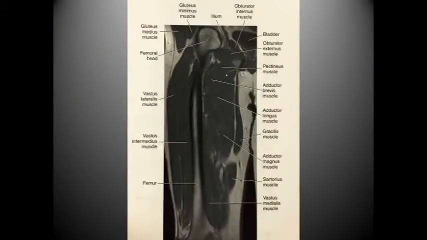We have the femoral head, the shaft of the femur as it comes down. Notice we have the gluteus medius muscle and the gluteus minimus muscle. The bladder is seen as well.